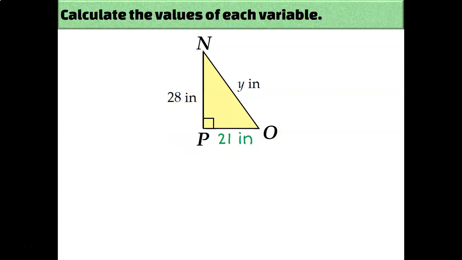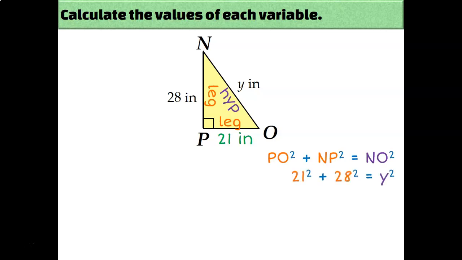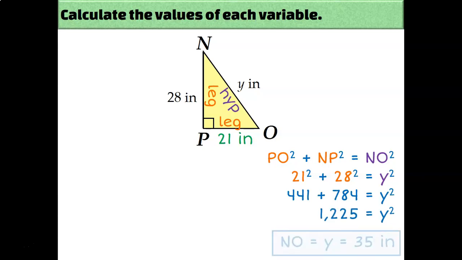Now I can focus my attention on just this right triangle. 28 and 21 are the legs of that right triangle, and y is the hypotenuse. So I can write this equation. PO squared plus NP squared equals NO squared. In other words, 21 squared plus 28 squared equals y squared, which would be 441 plus 784, which is 1225, square root that, and we find out that y, which is also the length of NO, is 35 inches long.